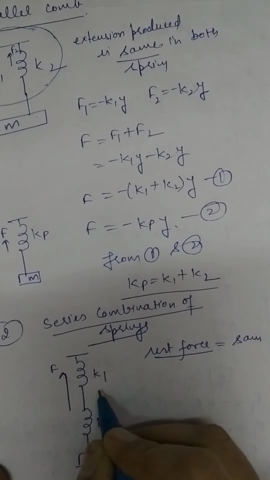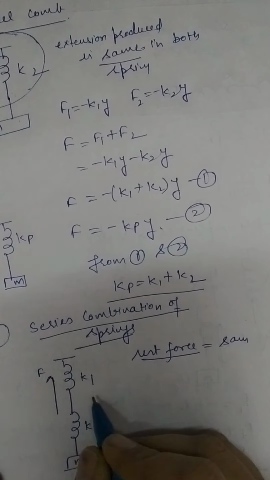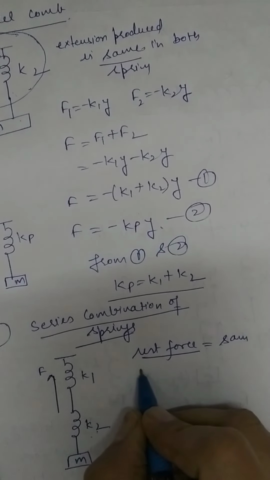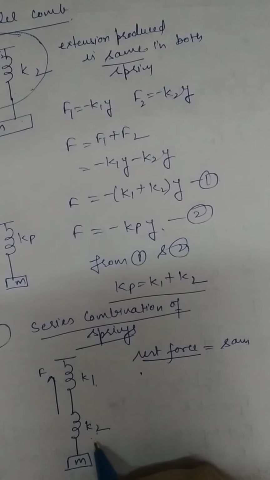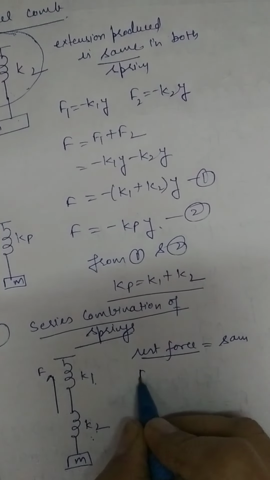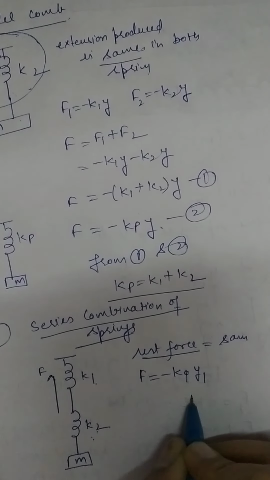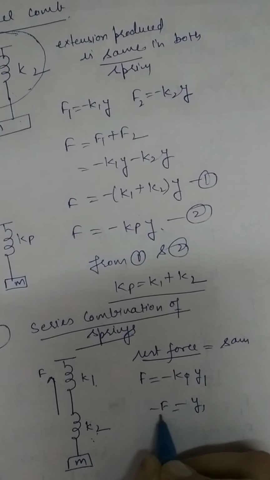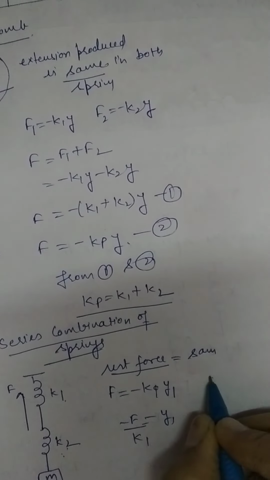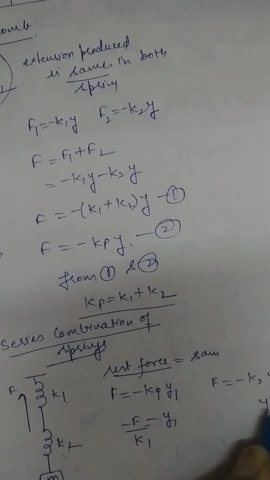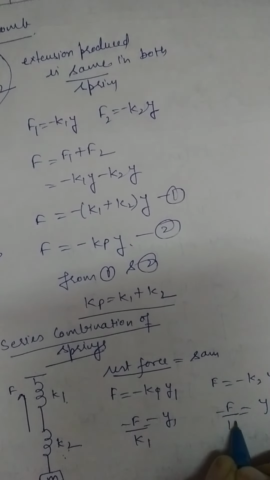Now the extension produced is different. That depends upon K1 and K2. Y1 is the extension produced in the first spring, Y2 is the extension produced in the second spring. So F is equal to minus K1 into Y1, so Y1 becomes equal to minus F by K1. Or F is equal to minus K2 into Y2. What is the extension produced? It is minus F by K2.